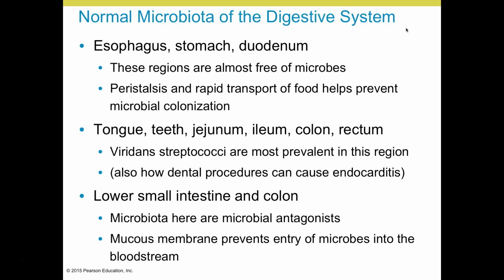And also sometimes this can actually develop into endocarditis. Do you remember what that is? You have the lower small intestine and colon, and you definitely have a lot of microbiota here, and they act as antagonists of invaders. And also you have the mucous membranes in the intestine, which prevent the entry of microbes into your bloodstream.